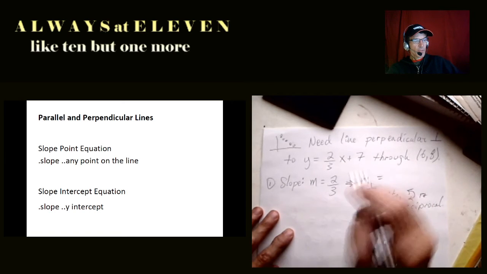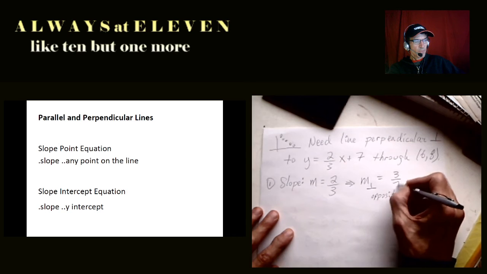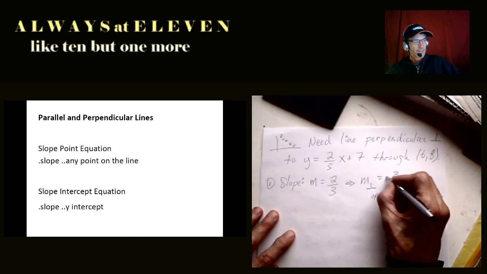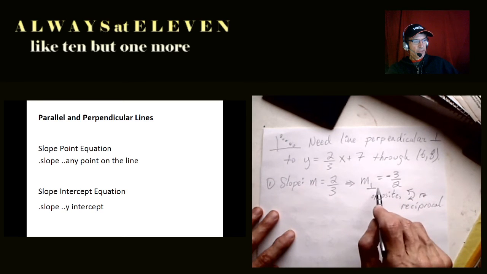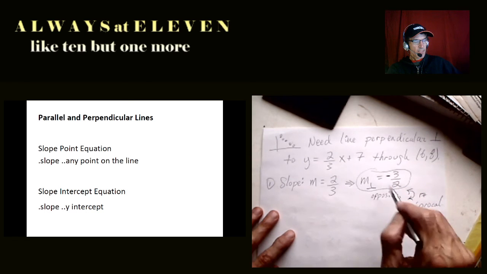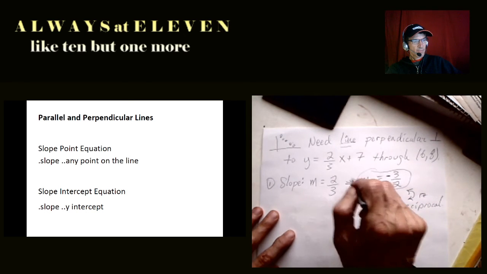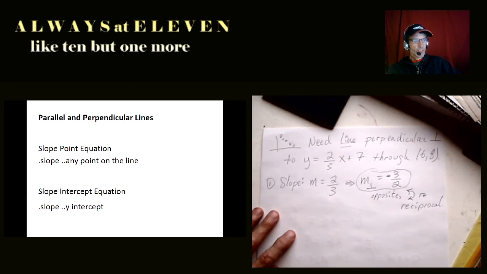Okay, so what do we have? If we put this upside down, we get 3 over 2. And because it's a positive here, we make it negative. So this now will be the slope that we use in the line that we are creating to fit our imaginary set of results there.